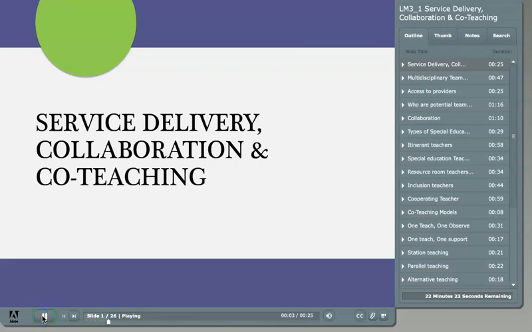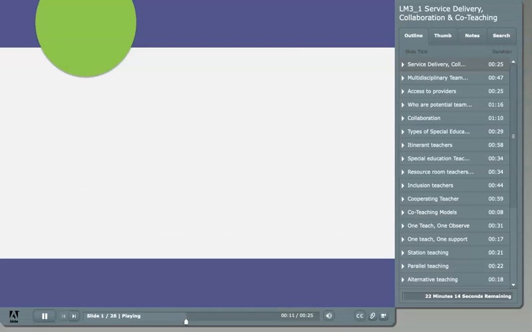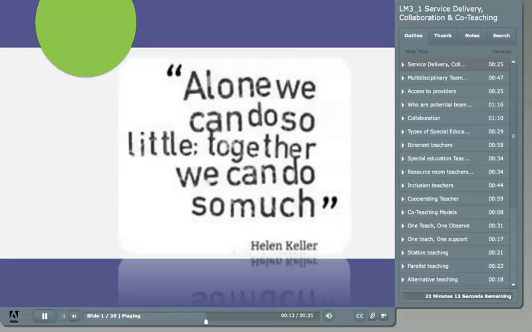Collaborative teaming may be defined as two or more people working together toward a common goal. Collaborative teaming facilitates the inclusion of students with disabilities in general education environments and can be viewed as the glue that holds inclusive schools together.